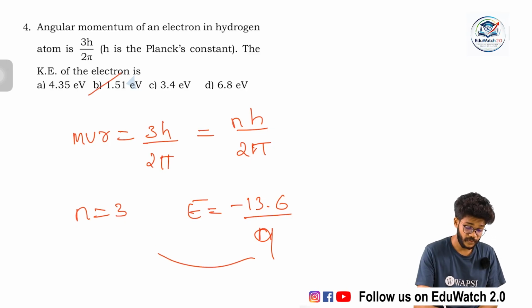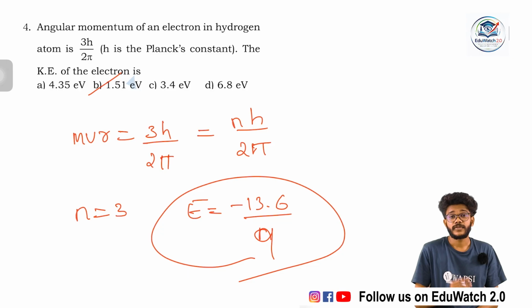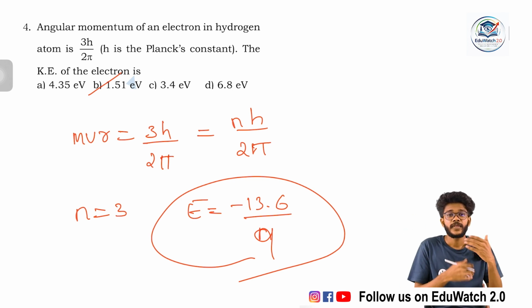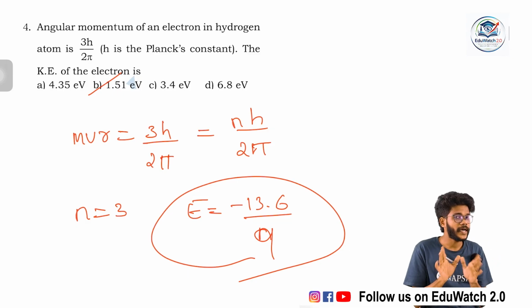So you need to study that equation. E is equal to minus 13.6 divided by n square is the fundamental equation which connects with the energy of a hydrogen atom. That energy can be extended to other nuclei also, because energy times Z square gives the energy of an atom with atomic number Z.